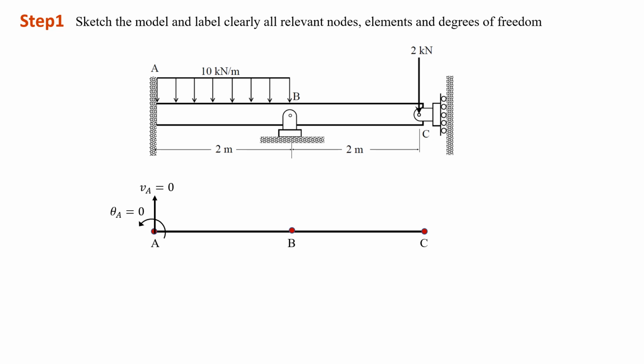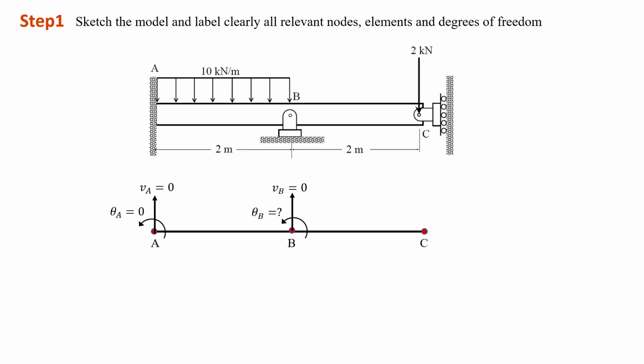For example, for node A, we know that this node has been built in, so it cannot move in Y direction, as well as it cannot rotate. That's why we have VA equal to 0 and theta A equal to 0. While point B is pin supported, meaning that it can't move in Y direction, but it still can rotate. And point C is pin roller supported.